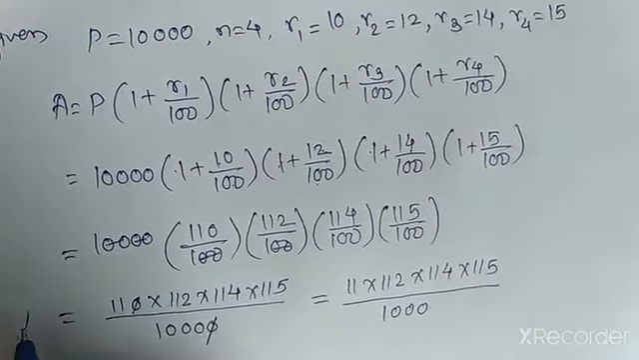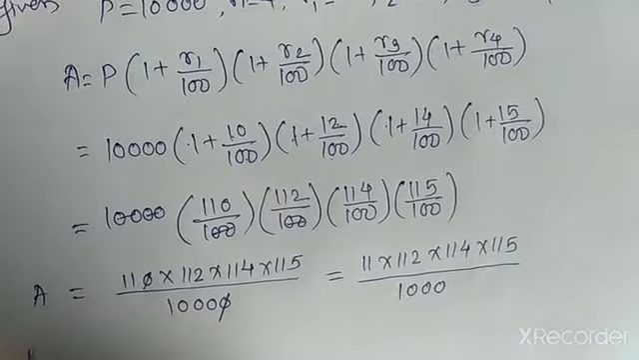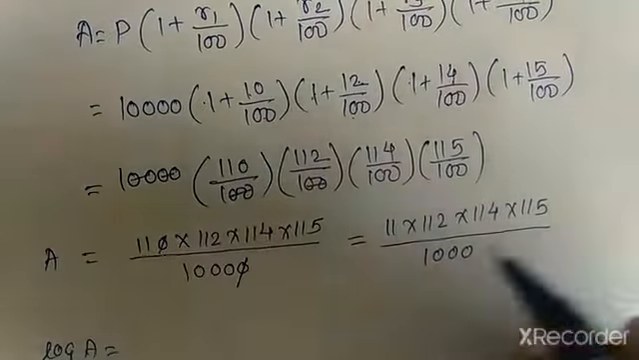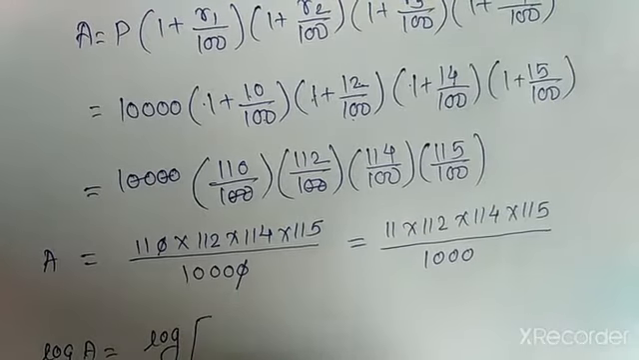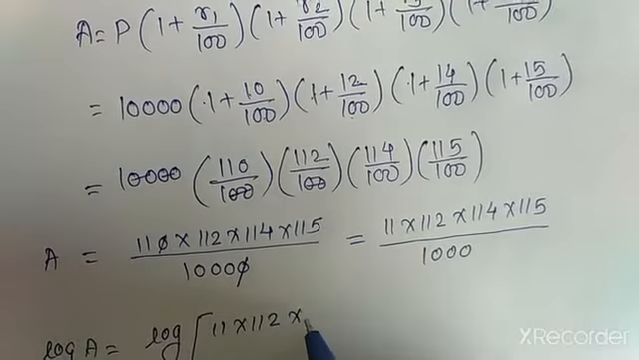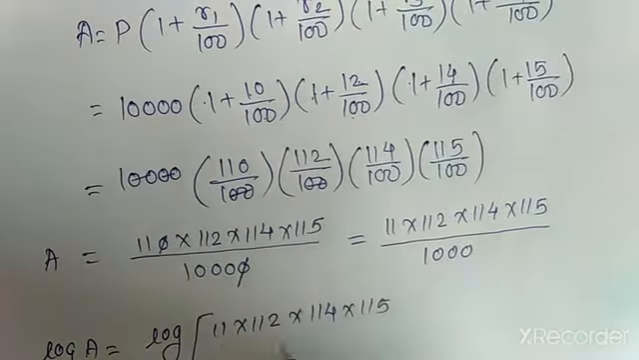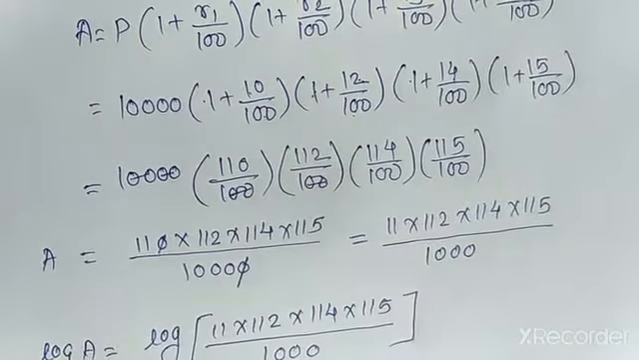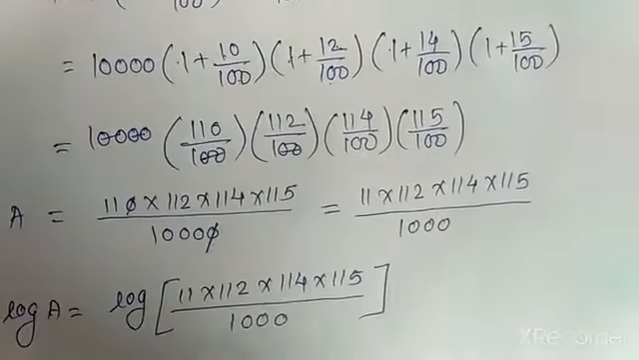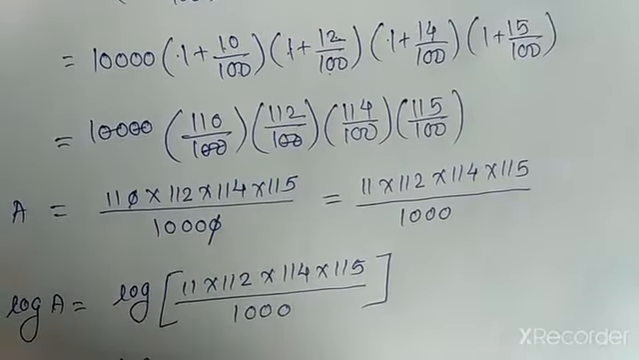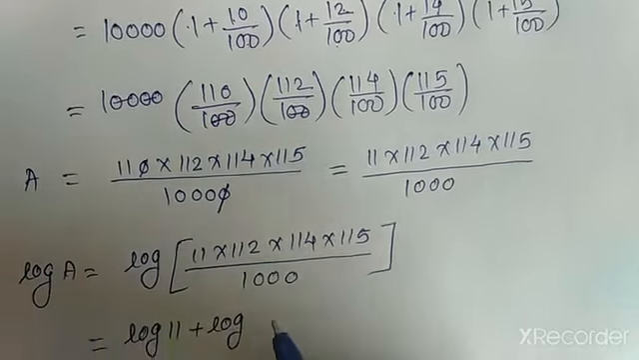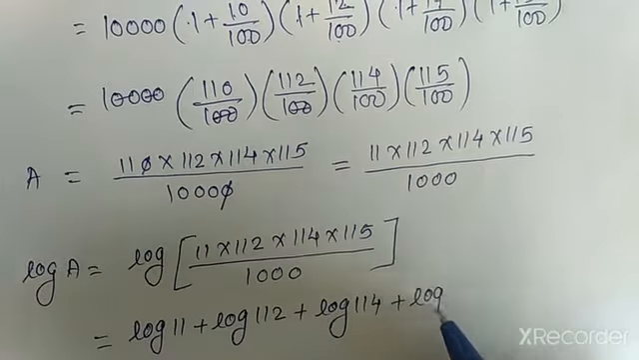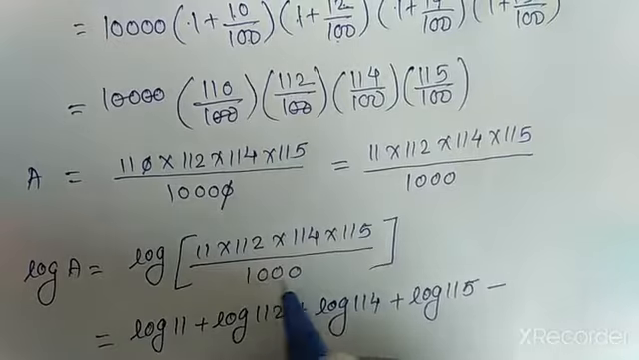A is equal to, taking log on both sides, so log A is equal to log of 11 multiplied by 112 multiplied by 114 multiplied by 115 divided by 1000. Now it can be written as log of 11 plus log of 112 plus log of 114 plus log of 115 minus log of 1000.